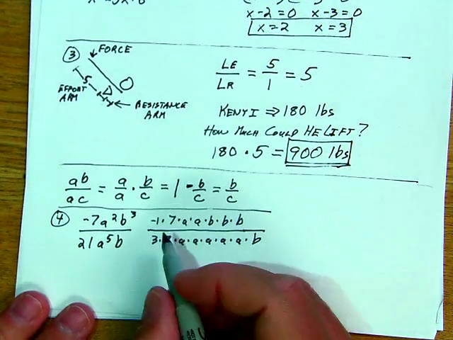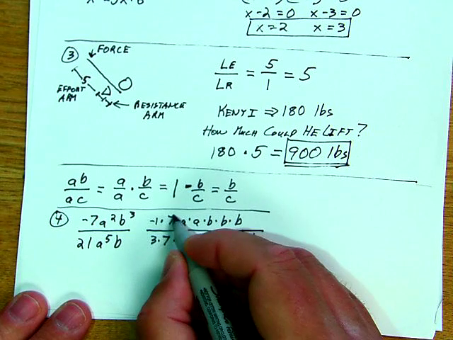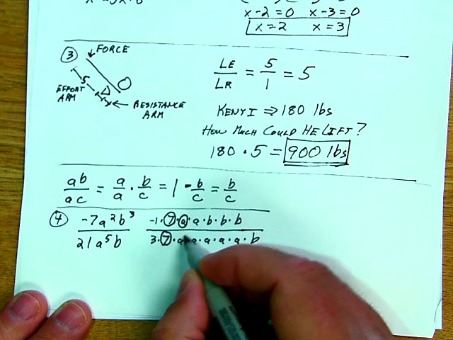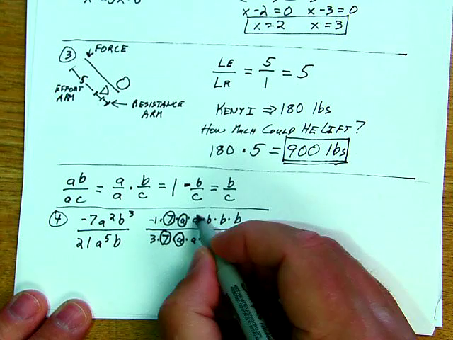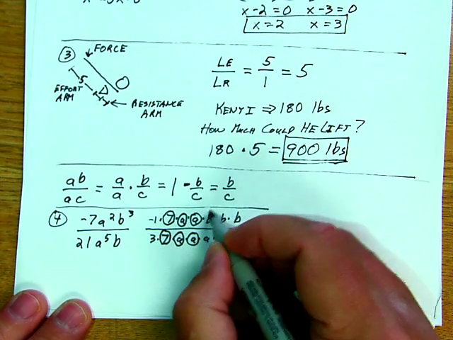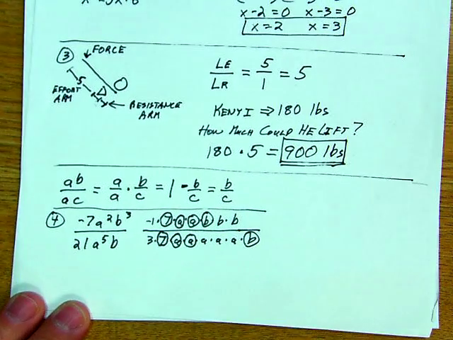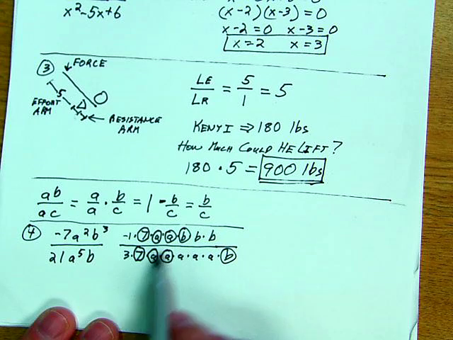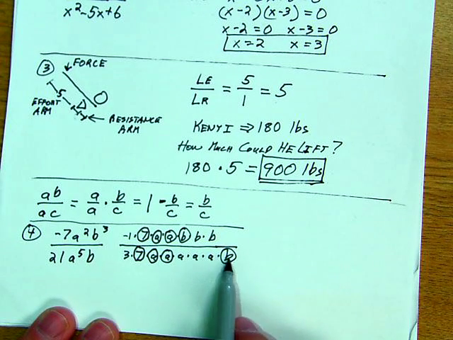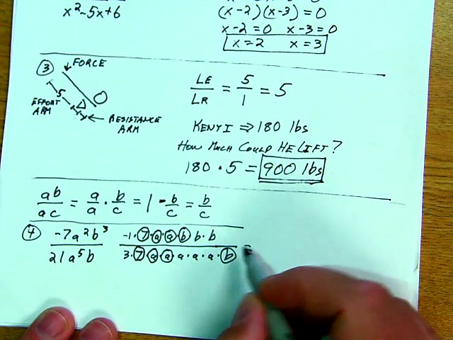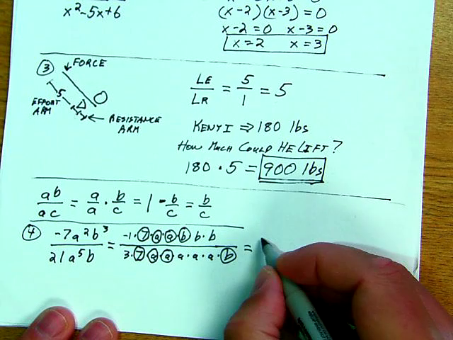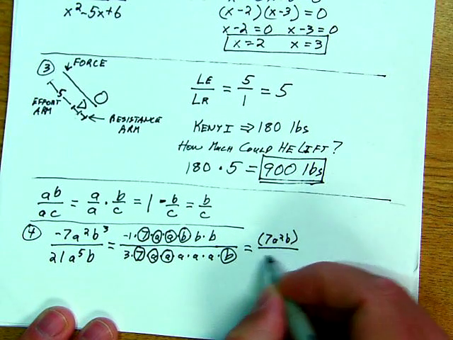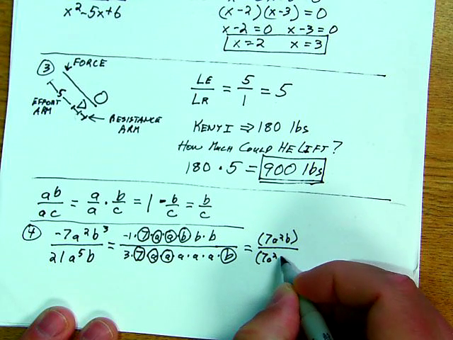So I'm going to now circle anything that's common. The 7 and the 7 are common. We have an A and an A, another A and another A, and a B and a B. Notice that I circled on the top 7a squared b, and I circled on the bottom 7a squared b. So I can say that this problem is really 7a squared b over 7a squared b.